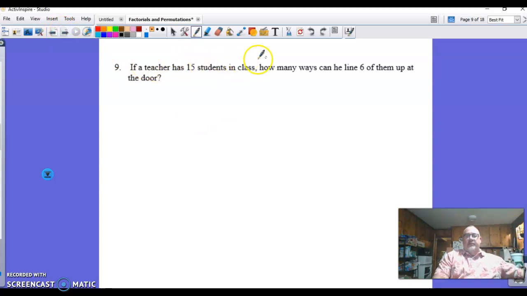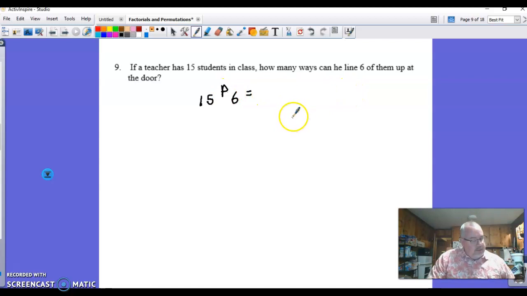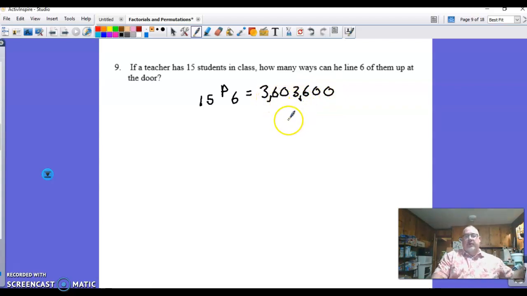If a teacher has 15 students in class, how many ways can she line 6 of them at the door? Well, now you're not putting all of them, just 6 out of the 15. So that would be 15P6. Again, you could do the first 6 numbers starting with 15, but for this one it's probably easiest just to throw it into the permutation function in your calculator: 3,603,600.